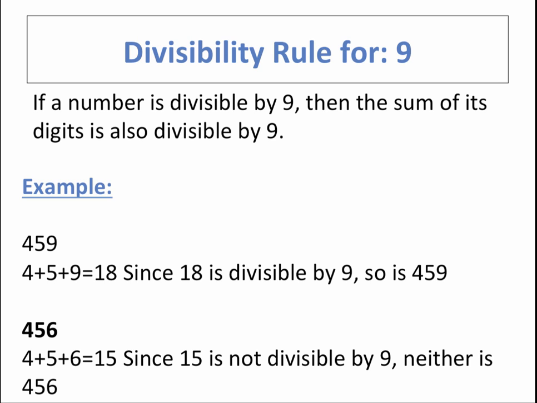I have to be careful though, because not every number divisible by 3 is also divisible by 9. We said earlier that 456 was divisible by 3, but if I add those digits, 15 is not divisible by 9. So just because a number is divisible by 3, don't automatically assume it's divisible by 9.